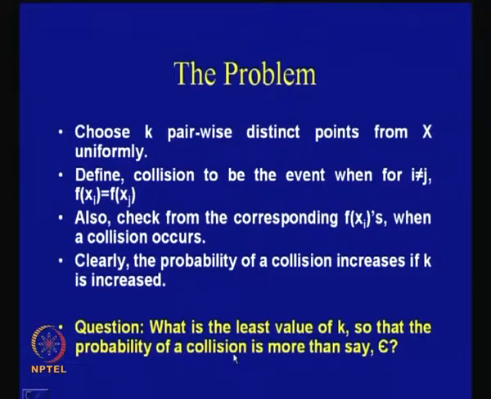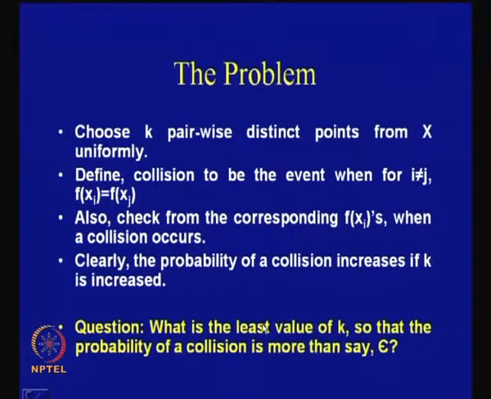The question now is, what is the least value of k? We are actually interested in the least value of k so that the probability of a collision is more than, say, epsilon. So we would like to give a lower bound of the probability. There are two important things here: one is this least value, and then we are giving a lower bound of the probability. Why are we choosing the least value of k? Because if I keep increasing this k, and if it is quite large, then the probability of collision will obviously increase.